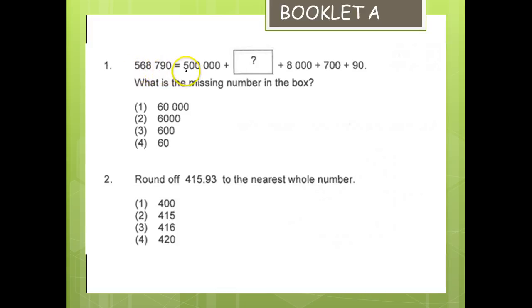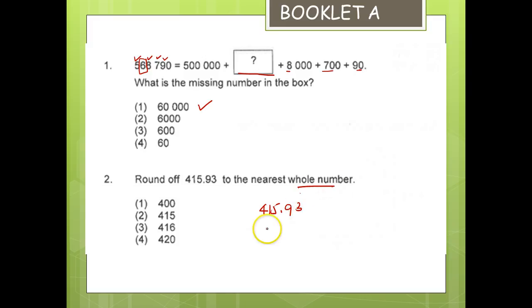In 568,790 equals 500,000 plus what number plus 8,000 plus 700 plus 90. So I know the value of 5, I know the value of 8 which is 8,000, 7 which is 700, 9 which is 90. So this is the value that I don't know. What is the value of 6? It is 60,000.